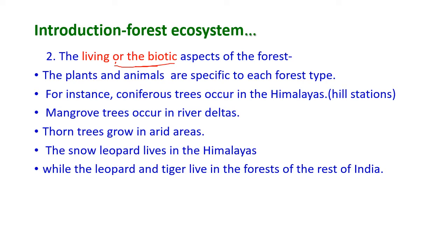Here, the plants and animals are specific to each type of forest. For instance, the coniferous trees occur only in Himalayas or the cool climate of hill stations. Mangrove trees occur in the river deltas, and the thorn trees grow in arid areas, that is arid means dry areas, and the snow leopard lives in the Himalayas, while the leopard and tiger live in the forest of the rest of India.